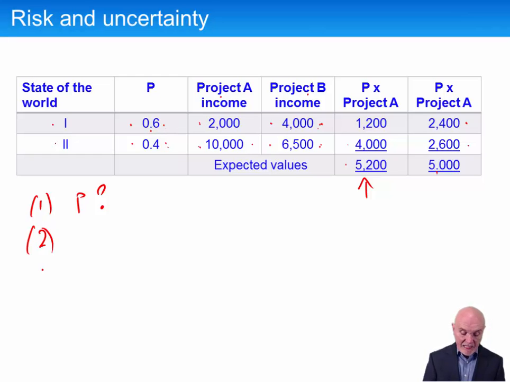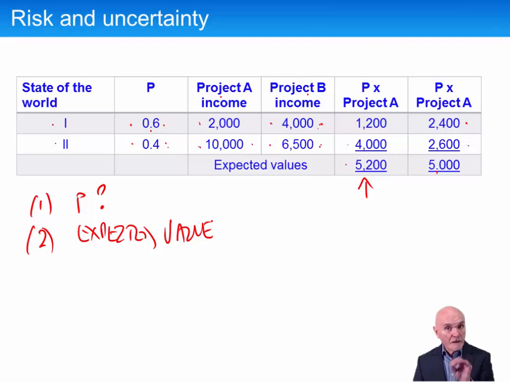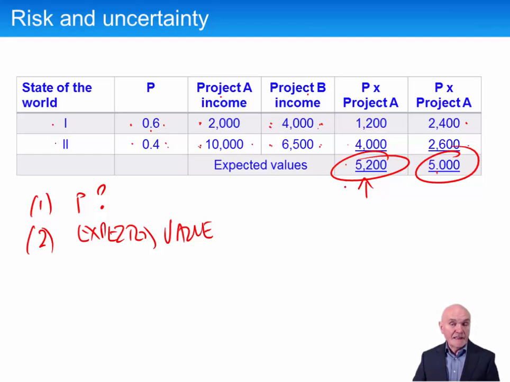Secondly, there is a name, expected value. If these are once-off projects, if you do Project A once, we are saying you'll either get 2,000 or 10,000, we are not ever expecting you're going to get 5,200. Similarly, if you do Project B, we're saying either we will get 4,000 or 6,500, we are not expecting 5,000. So usually actually the phrase expected value we better call the unexpected value.